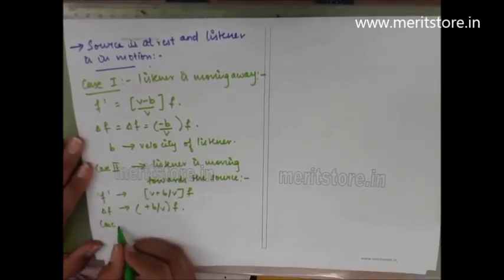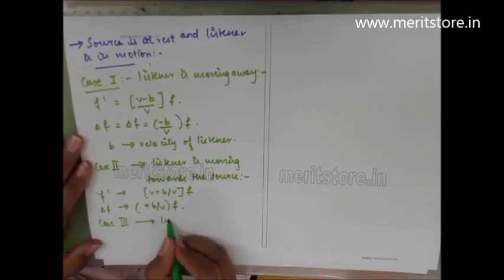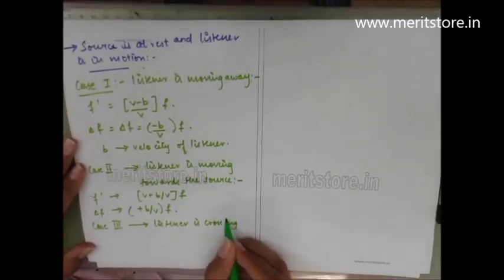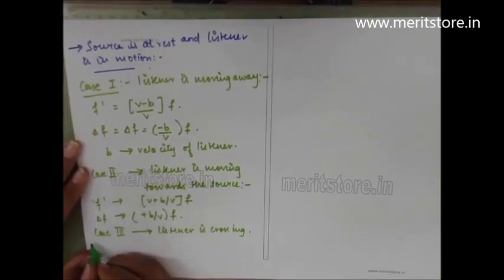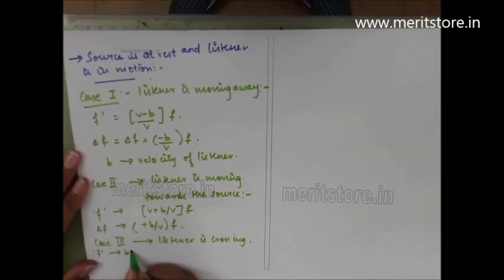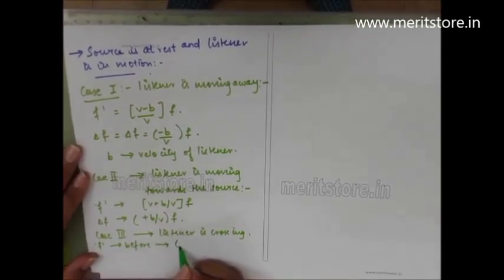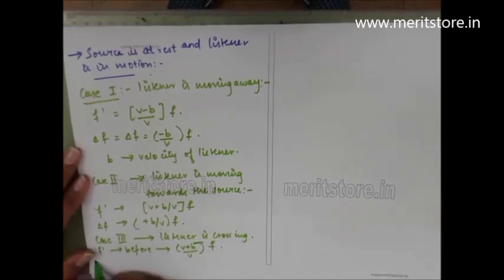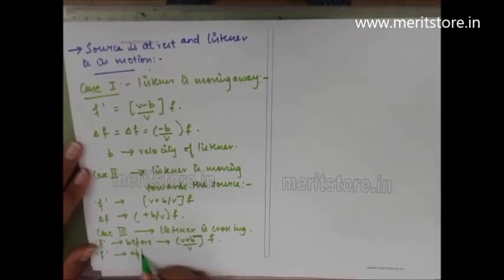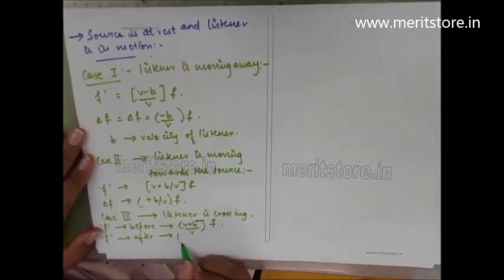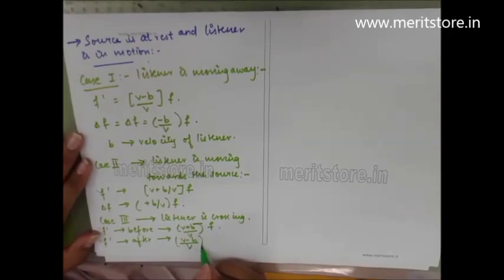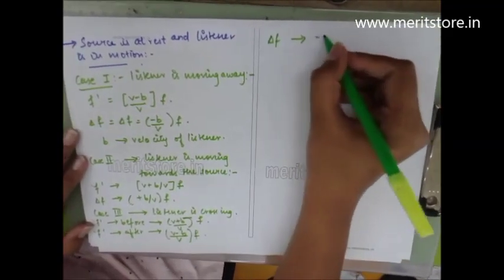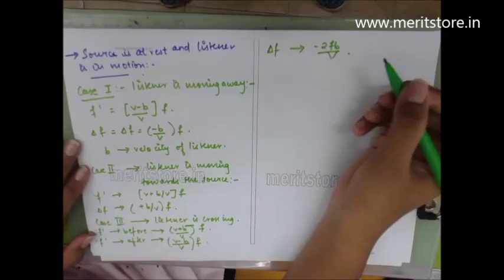Now here the case 3, that listener is crossing the source. Now the apparent frequency before crossing is given as v plus b divided by v multiplied by f, and the apparent frequency after crossing is given as v minus b divided by v multiplied by f. The change in frequency now can be given as minus 2fb divided by v.